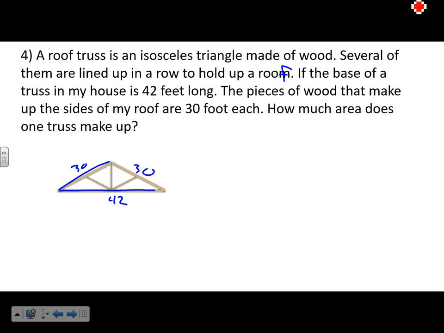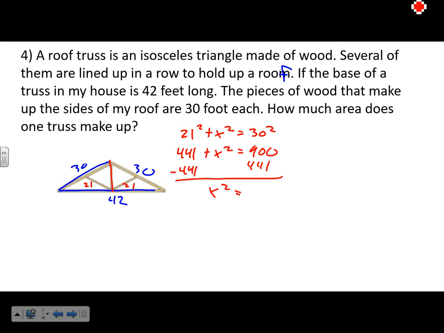So this is the same thing we did. This is an isosceles triangle. So if this is 42, that means each of these is 21. So we have 21 squared plus x squared is equal to 30 squared. We'll get some bigger numbers for this, but that's fine. 441 plus x squared is equal to 30 squared, I think, is 900. Yes, 900. Subtract 441. 900 minus 441 is 459. And get the square root of those.